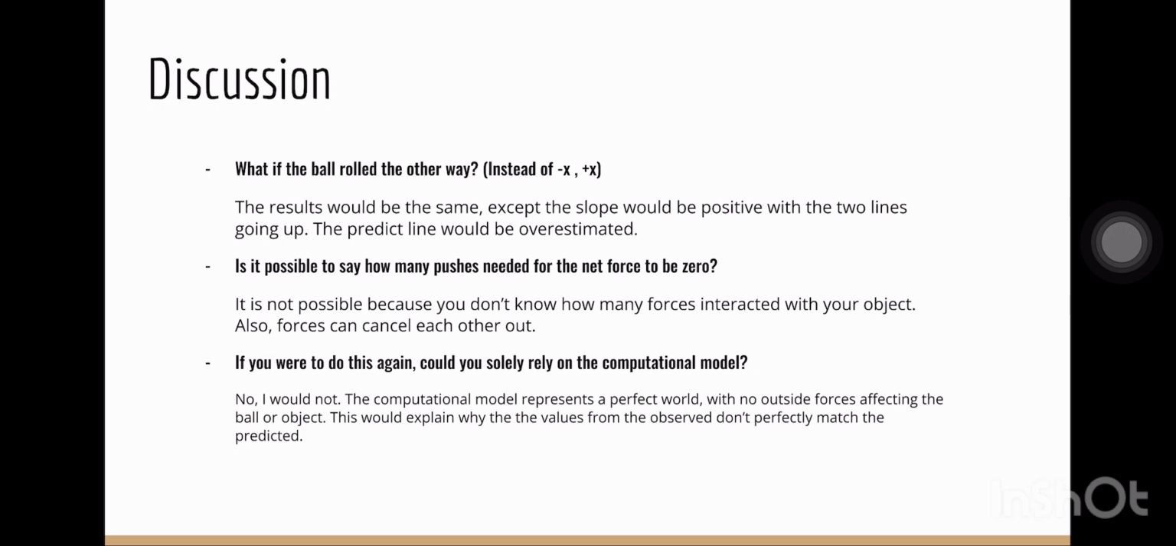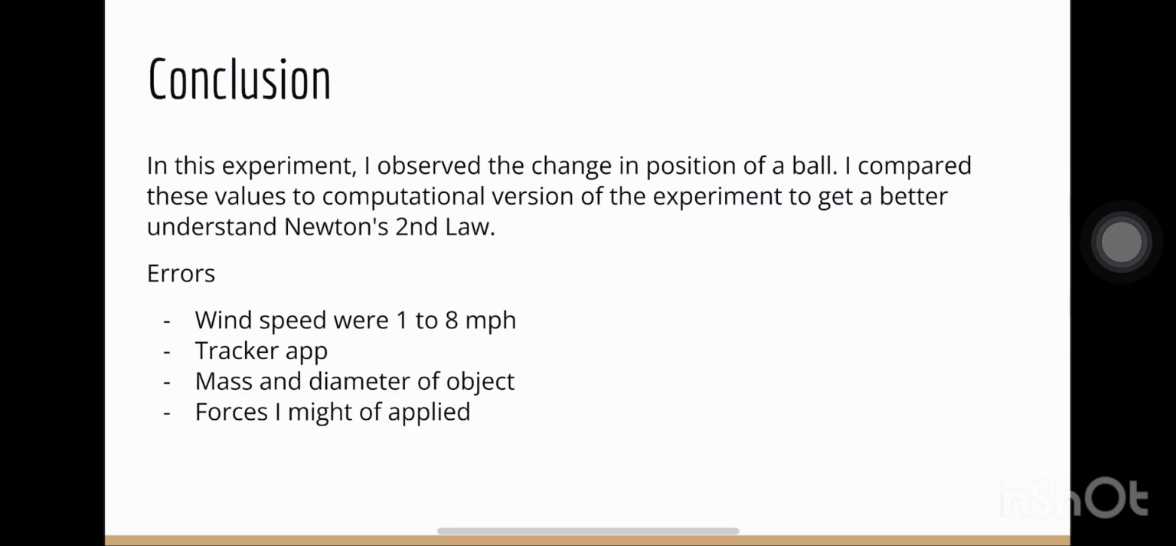If you were to do this again, would you solely rely on the computational model? No, I would not. The computational model represents a perfect world with no outside forces affecting the ball or object. This explains why the values from the observed don't perfectly match the predicted. In conclusion, in this experiment, I observed the change in position of a ball. I compared these values to computational versions of the experiment to get a better understanding of Newton's second law.